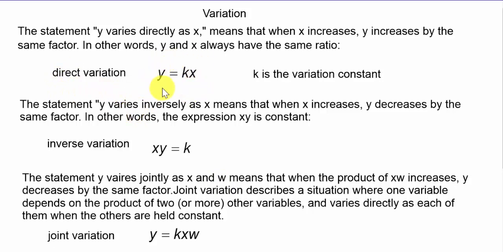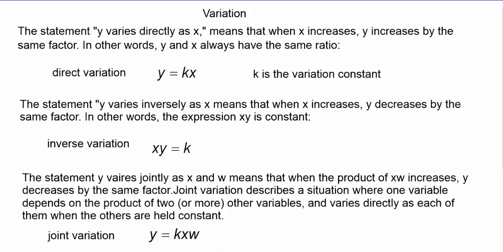You'll notice also that that is the equation of a line in slope-intercept form with a y-intercept of 0. Inverse variation, I like thinking of inverse variation as when one increases, the other decreases, or their product remains constant. And lastly, joint variation is where you have a direct variation. Here's your y equals kx, but you're varying directly with a product of two terms, so y equals kxw.